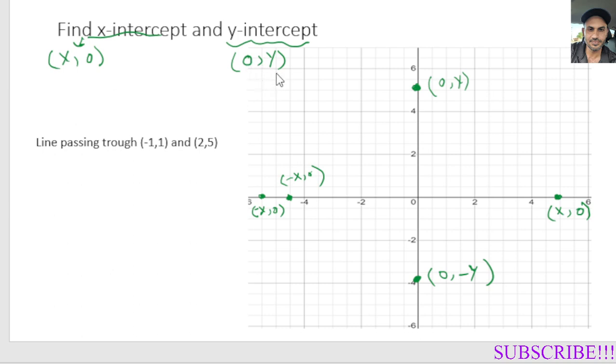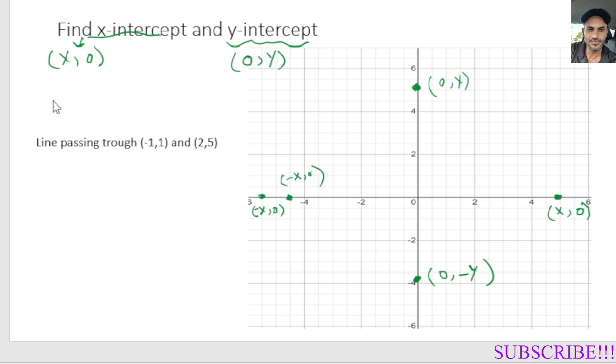Now, let's say we are given a line passing through these 2 points, and we want to find the x and the y-intercept. Well, first of all, we have to find the slope of the line, and then find the equation of the line, and then we can solve for the x and the y-intercept. So let's take a look at it.